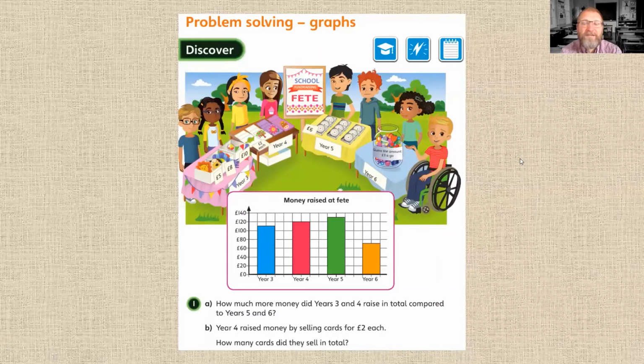Problem-solving graphs. Money raised at a fete. Along the bottom we've got year 3, year 4, year 5 and year 6, and on the vertical axis we've got the money raised at a fete. Question 1a says, how much more money did years 3 and 4 raise in total compared to years 5 and 6? And question 1b says, year 4 raised money by selling cards for £2 each.